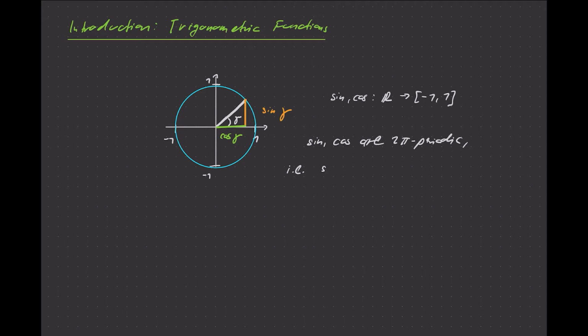And that means sine of gamma plus 2 pi k is the same as sine of gamma. And the same holds for cosine. Cosine of gamma plus 2 pi k is the same as cosine of gamma for any k that is an integer. So in set, negative values are fine as well. Doesn't matter if you add or subtract multiples.